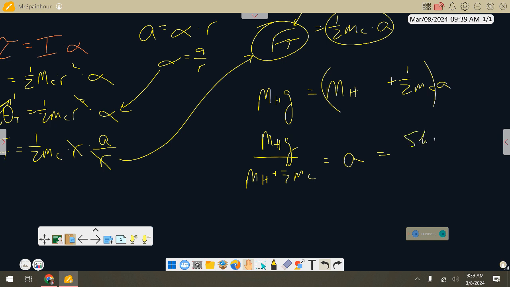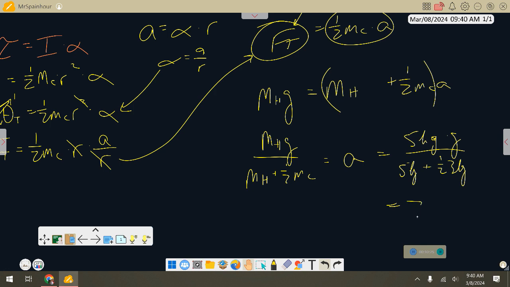So that would be 5 kilograms times g over 5 kilograms plus 1/2 of 3 kilograms. And I get 7 something. Let me get my calculator. 5 times 9.8 divided by 5 plus 1.5, and we get 7.54.